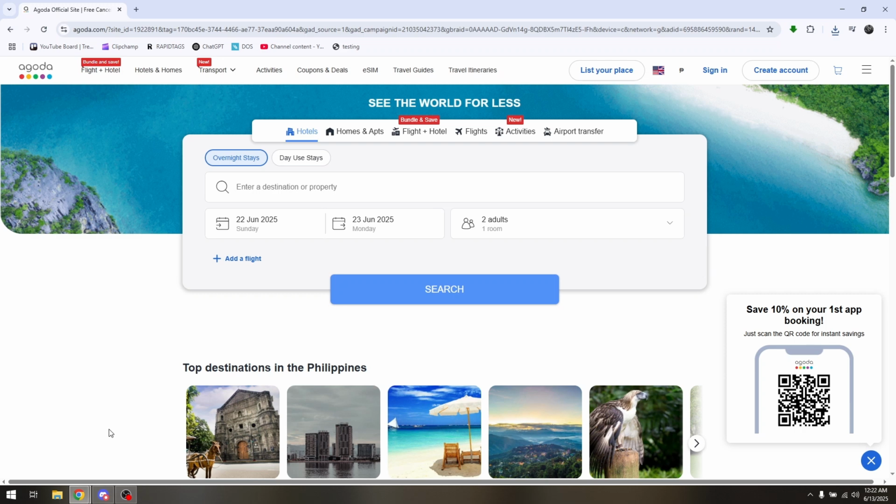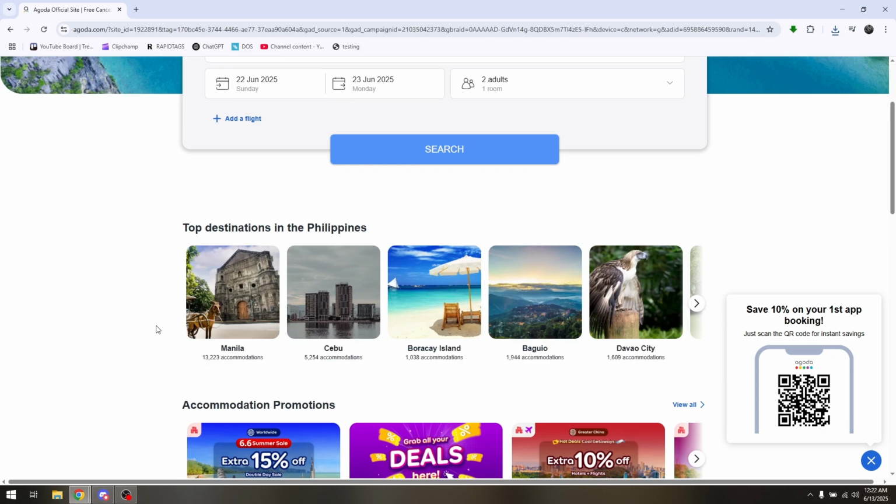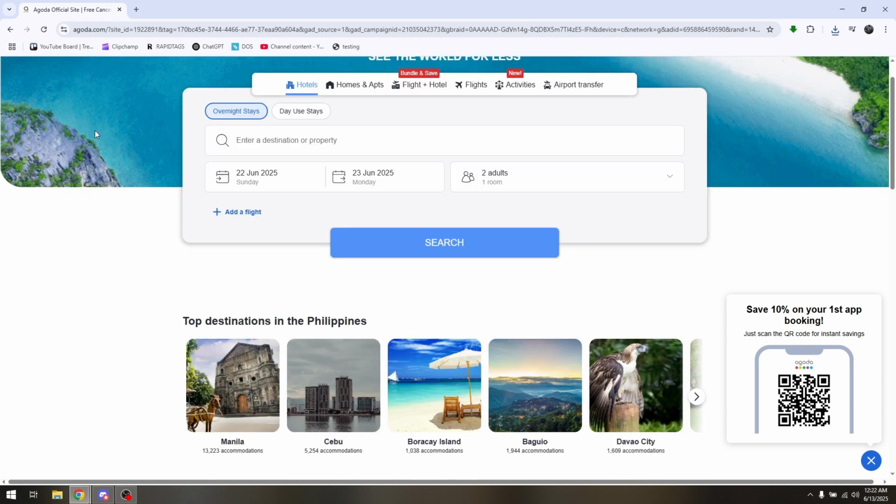How to transfer Agoda Cash into bank account. First things first, if there are some discrepancies about your bookings or your trips specifically from Agoda, it will automatically be transferred over to your Agoda Cash balance.